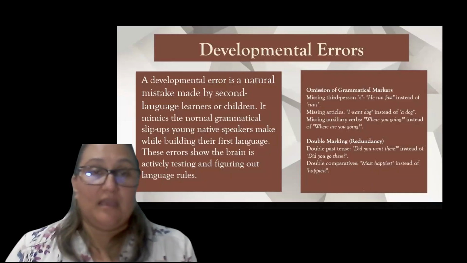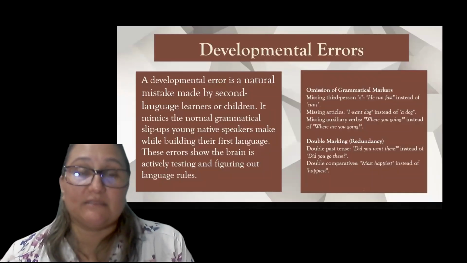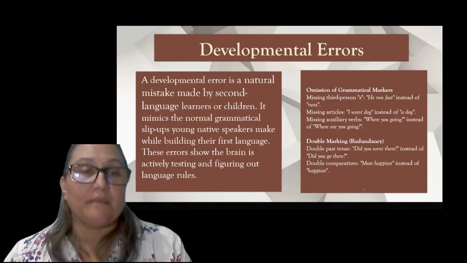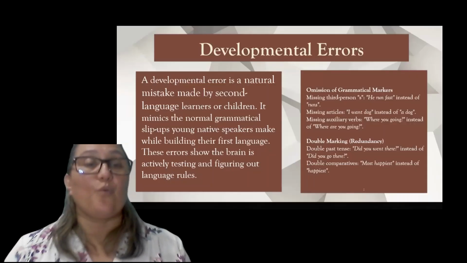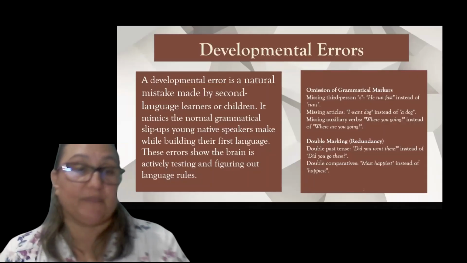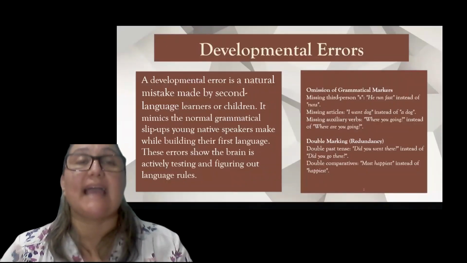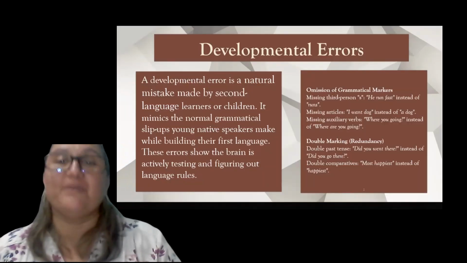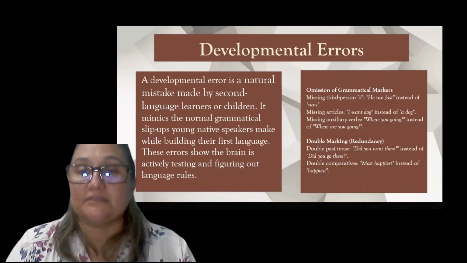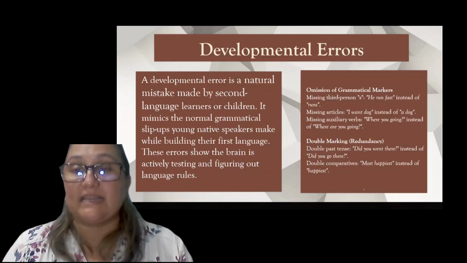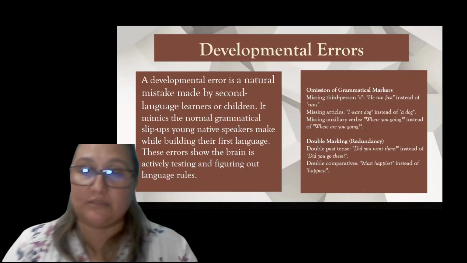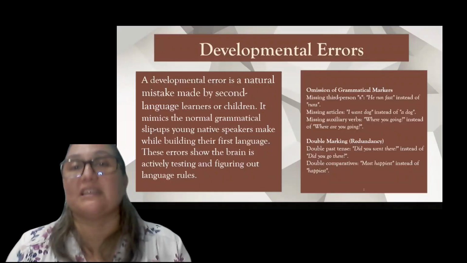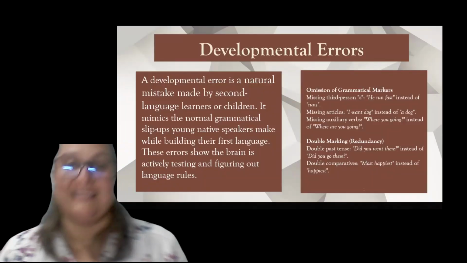Developmental errors. This is a natural mistake made by second language learners or children. It mimics the normal grammatical slip-ups young native speakers make while building their first language. These errors show the brain is actively testing and figuring out language rules. For example, the omission of grammatical markers, like the S in the S form of the verb used for third person simple present. He run fast instead of he runs fast.